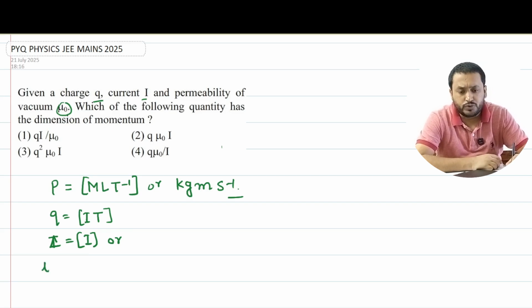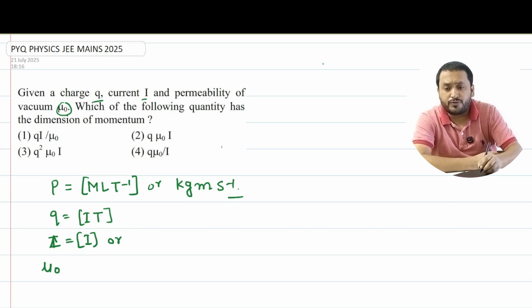Now the dimension of mu naught is important. So how will you find the dimension of mu naught? Ideally you should remember this dimension, but if you don't know, you will find it from formulas. You will check some easy formulas through which you can find the dimension of mu naught.